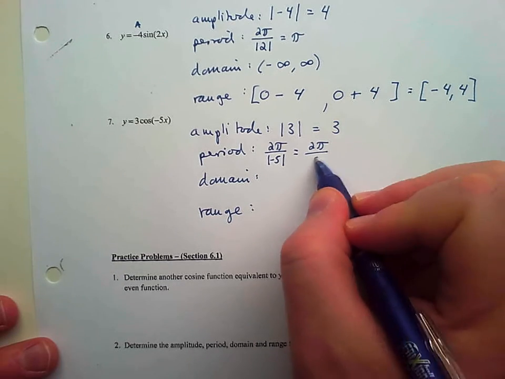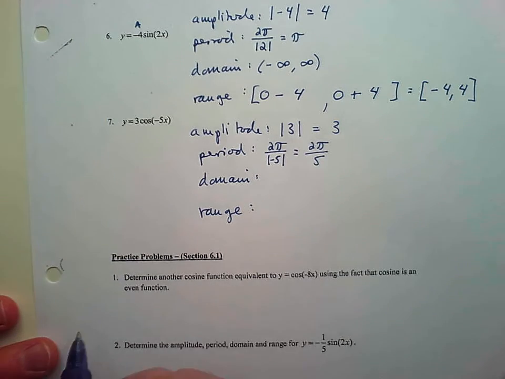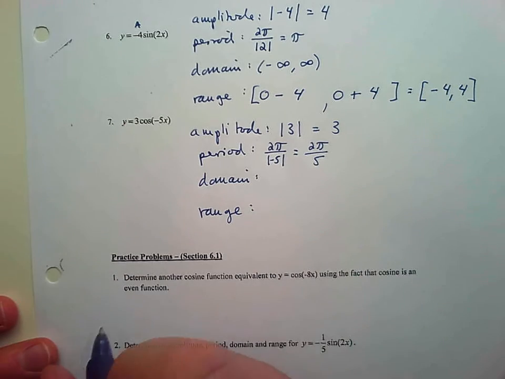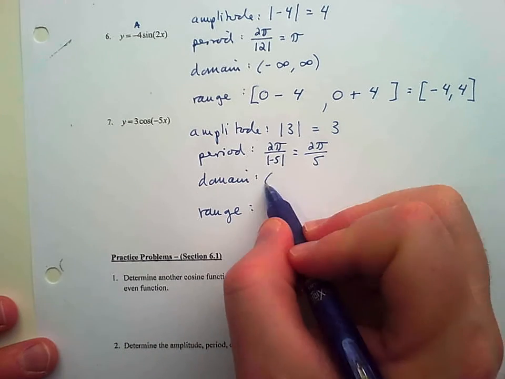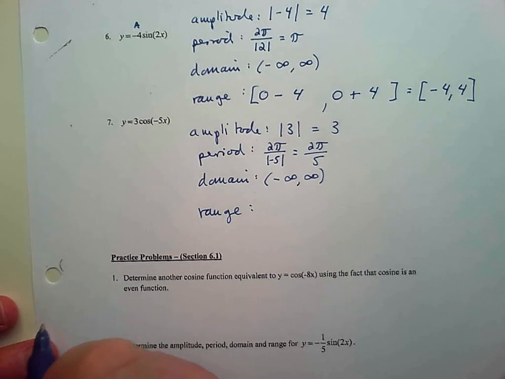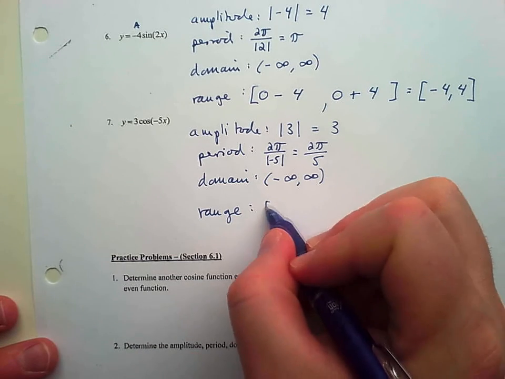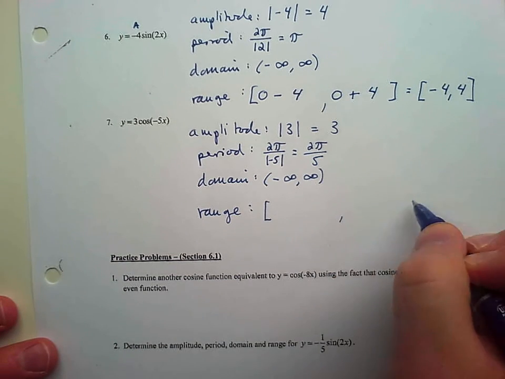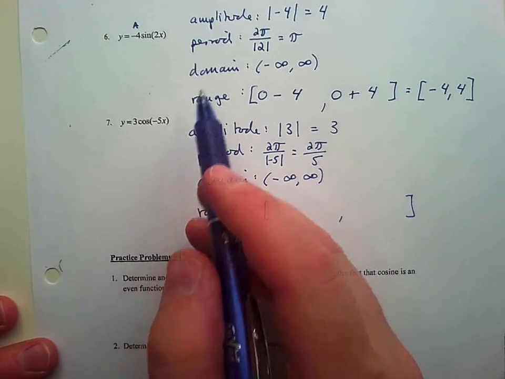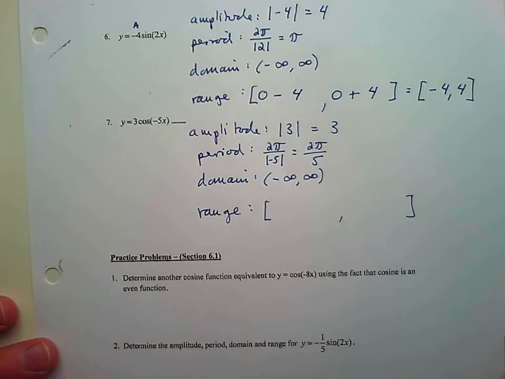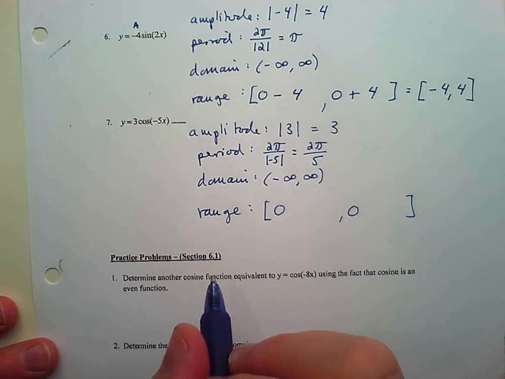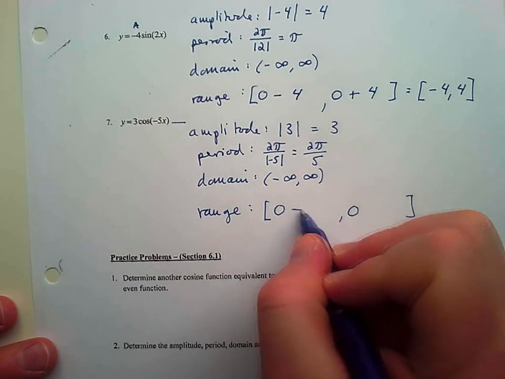So we're going to have 2 pi divided by 5, since the absolute value of a negative number is just a positive number. We'll leave it as this. The domain is always going to be from negative infinity to positive infinity, again getting the round brackets. And the range is going to have square brackets. We're going to take D, which is what we would be adding or subtracting at the end right here, which is again nothing, so we're adding and subtracting nothing. So we'll have D as being equal to 0.